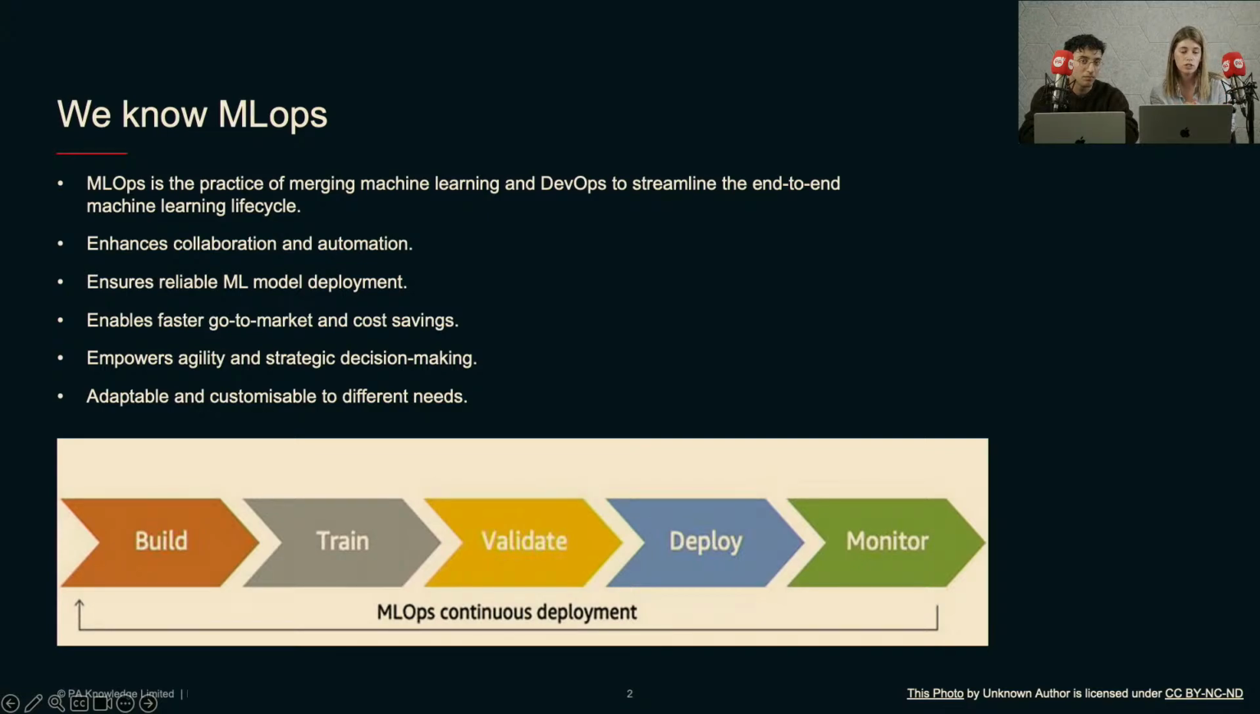It empowers agility and strategic decision-making, and it's adaptable and customizable to different needs. And as you can see in the image, it's a continuous process of these modules that you have for machine learning, and it also helps with the outside, with the front end, outside of that machine learning piece. It helps integrate smoothly with different software, etc. So we do understand that.